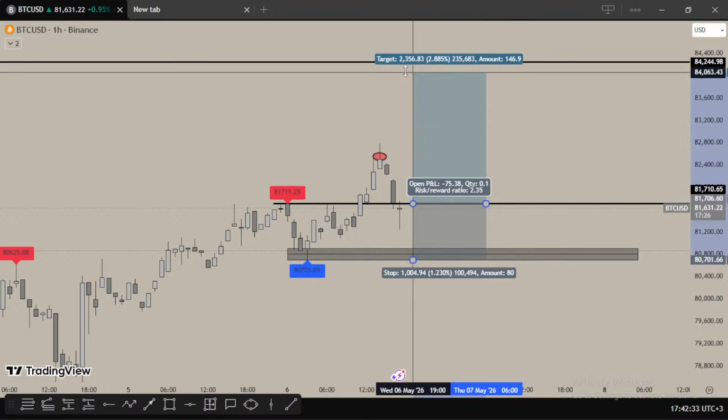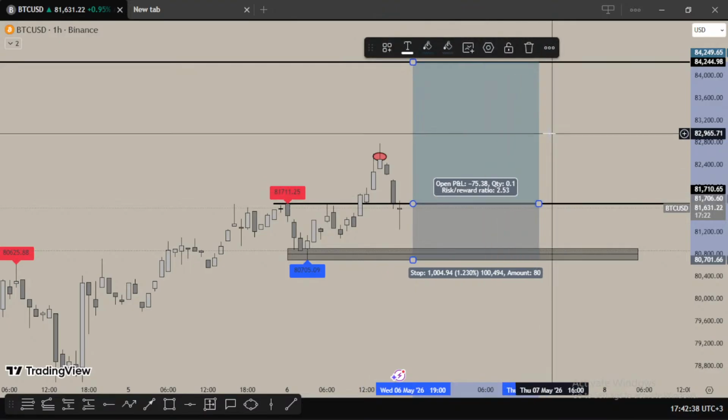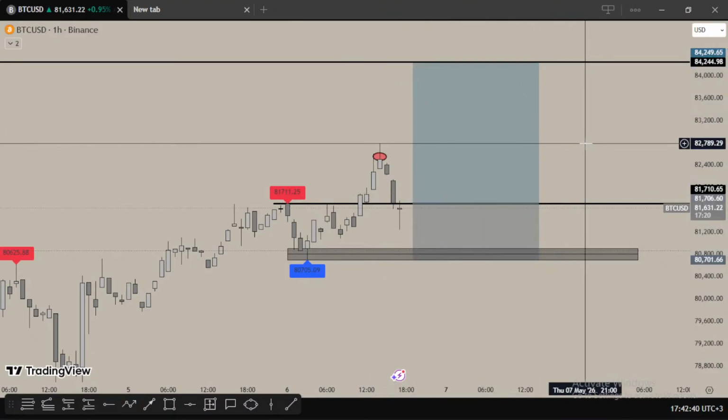So the take profit target, we'll put it at that point, magnify that. Now we have a better TP level. That is how you go about trading. Simple. So that is Bitcoin for you guys.